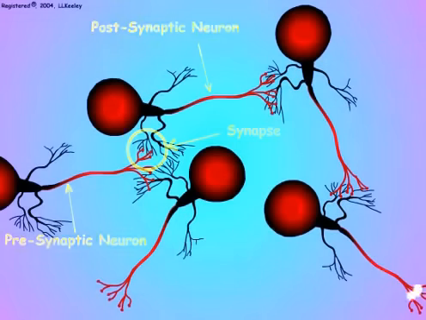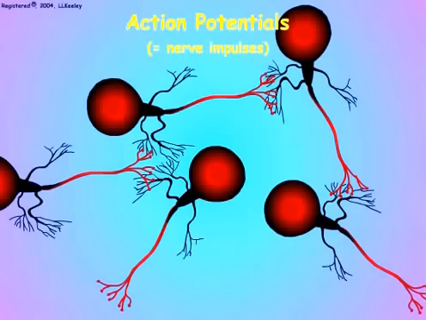Information is encoded and transferred in the nervous system as action potentials. Action potentials are discrete regions of negative depolarization that are propagated actively along the axon membrane.